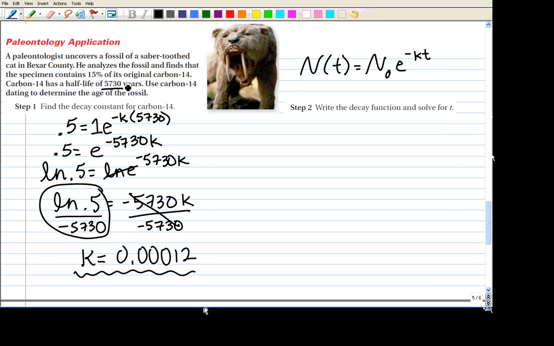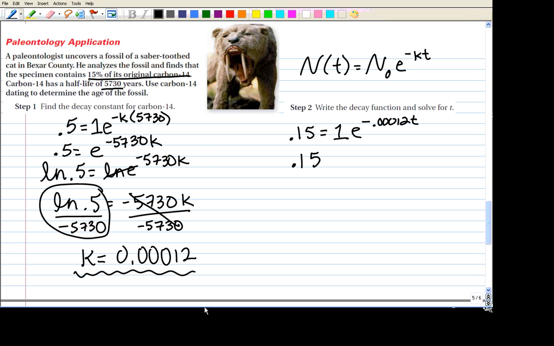So we used up this half-life information, but we are trying to figure out how old this fossil is. We've only figured out the decay constant for carbon-14. We haven't even looked at the fossil yet. So let's take a look at this fossil. We know we have 15% of the original amount of carbon-14. So we have 15% currently. Here's that final amount. We used to have 100%. Here's the e. We know that k is 0.00012, don't forget that negative goes there, and we're looking for the amount of time.